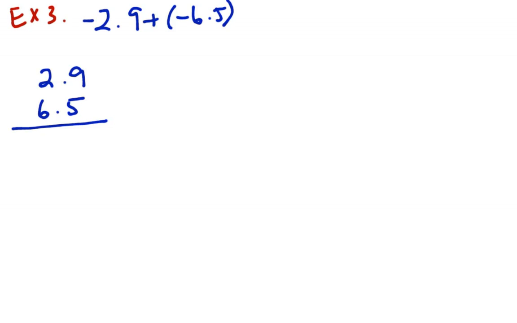So let's add these down. 14, 9.4. And I know it's a negative 9.4 because I have to take the common sign whenever I'm adding numbers with the same sign. So it's the same rules with integers. Decimals with the same sign, you add them together and you take the common sign.